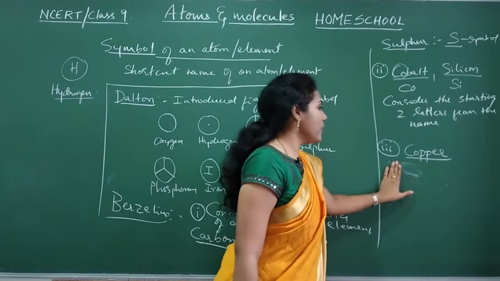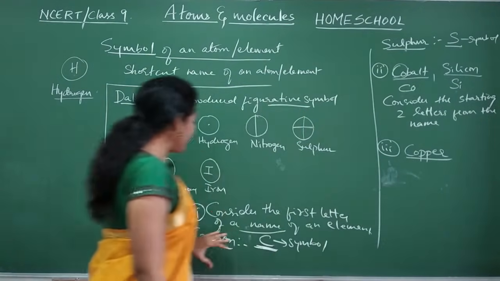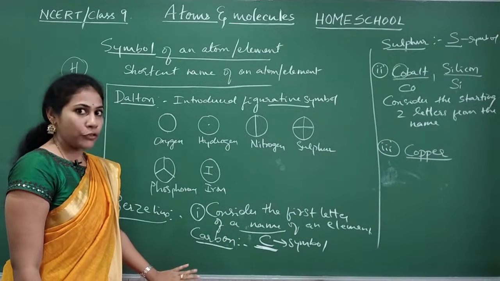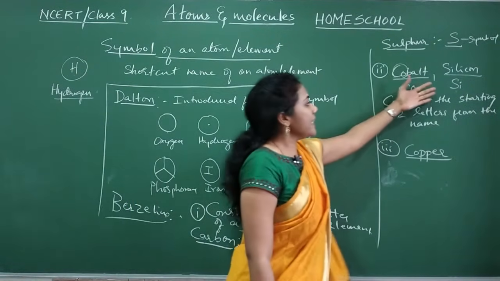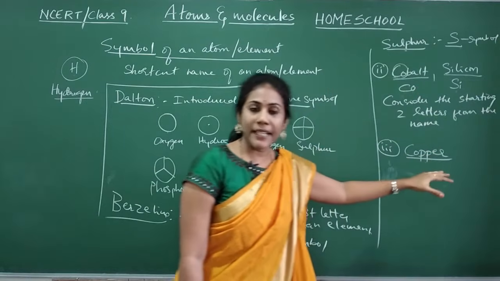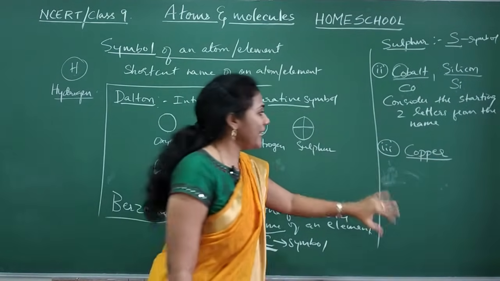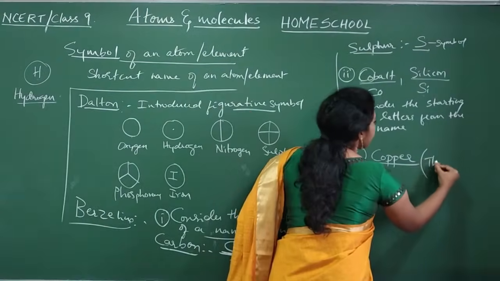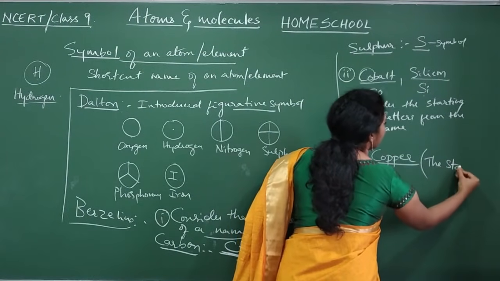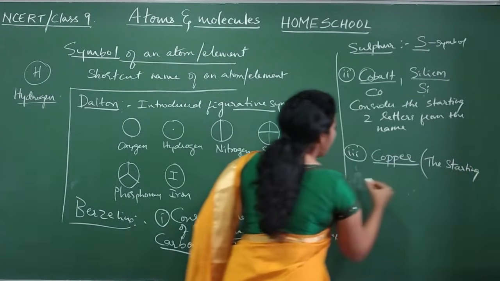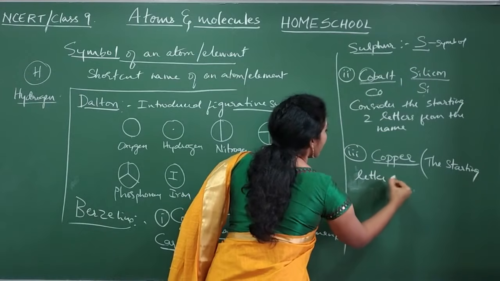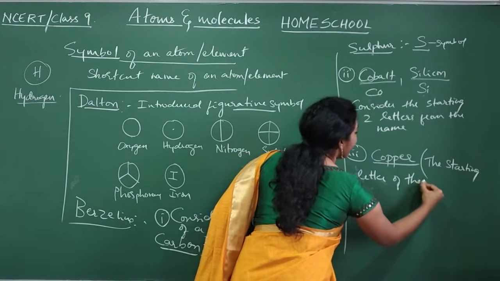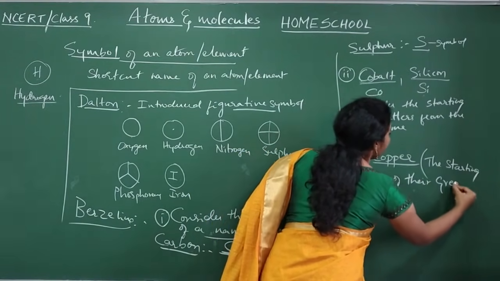Then what he said was, if this is not applied to give a symbol, or if the second point is also not applied to give a symbol, then you can consider the starting letters of their Greek name.